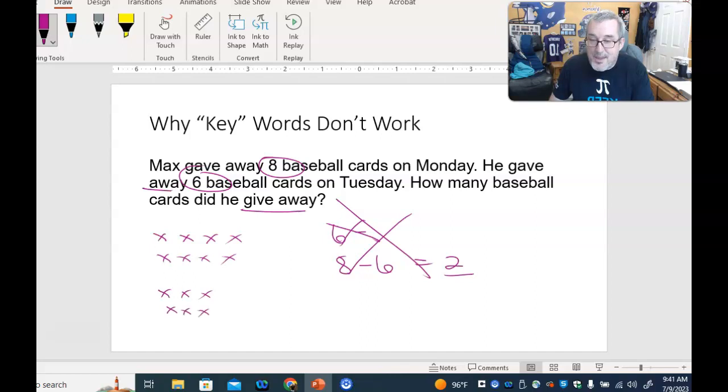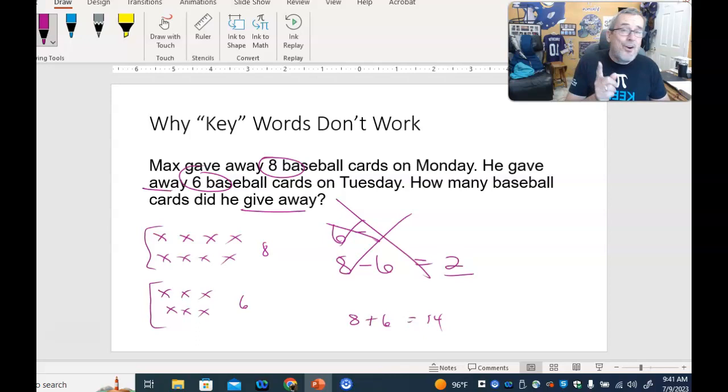So I'm just letting students follow their noses and think about the situation. So he gave away some baseball cards. How many baseball cards did he give away? Well, he gave away 8 and he gave away 6, and that would be a total of 14 baseball cards. And I'm going to argue that if you do not teach students the whole keyword thing, they won't make this mistake.